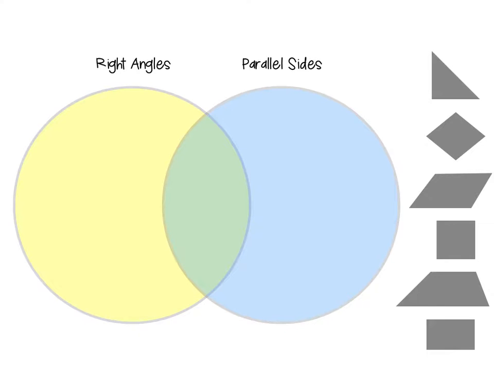So my first shape is a triangle. And if you look at my triangle, does it have a right angle? Think yes or no. And then you think, does it have parallel sides? So when I look at that triangle, it does have a right angle, but it does not have a parallel side. Remember, parallel sides are two lines that could continue without touching. So I look at my next shape on the side.